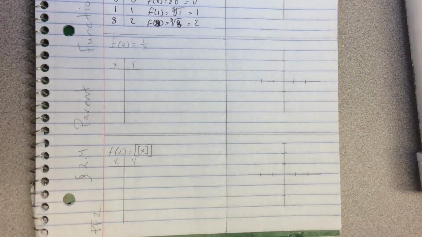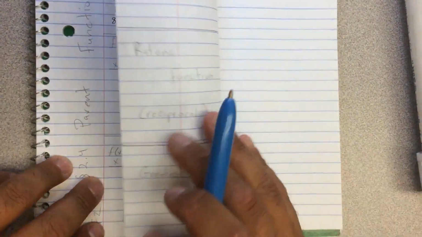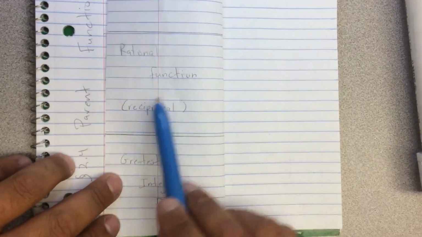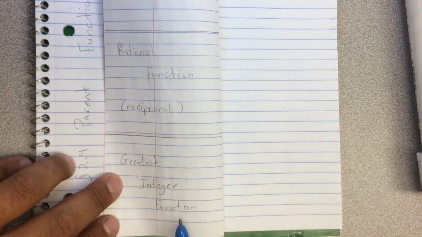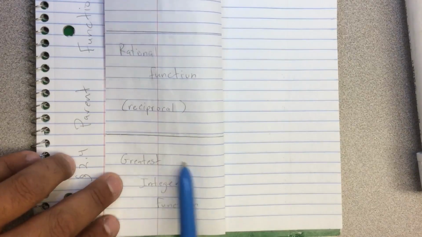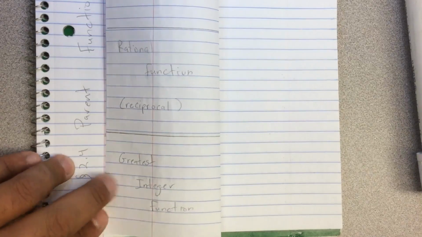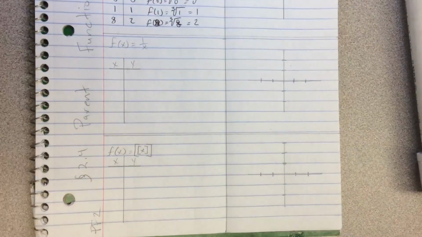This is the last part of the pre-foldable number 2 for section 2.4 parent functions. For this one, we're going to go over two functions here. The two functions we have are our rational function, or the reciprocal function, and the greatest integer function, which is something we won't really use too much here, but I wanted to introduce it to you guys because I know it is in calculus, which is our goal, right?